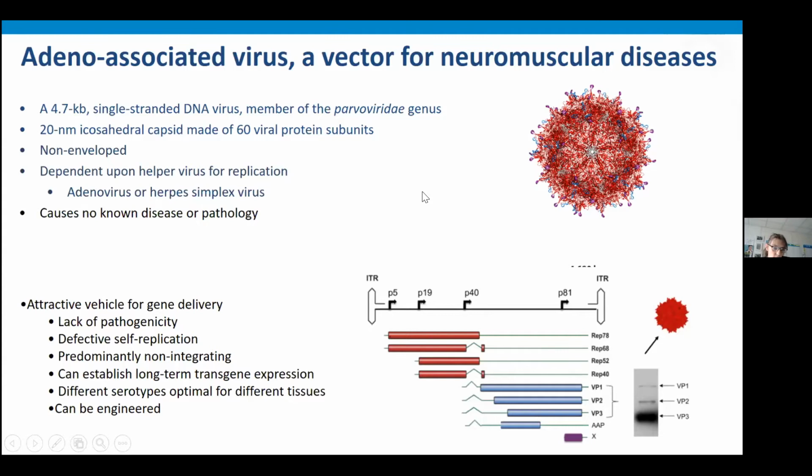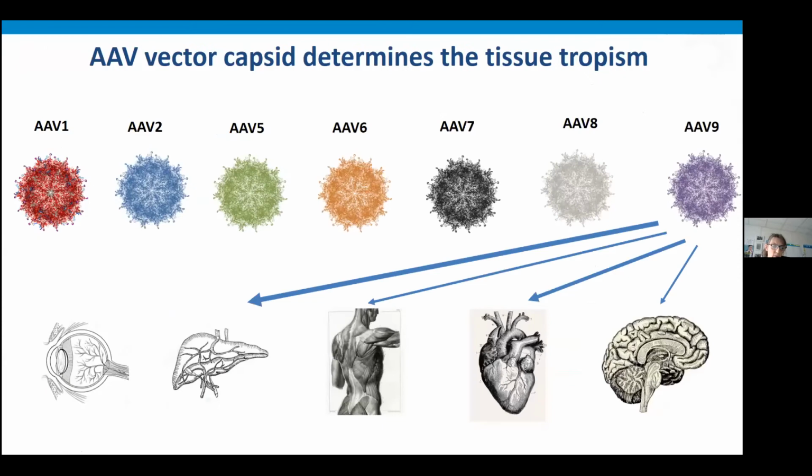So first, the tropism of the vector, which is defined by the capsid. So you have the protein shell. You have different serotypes, so different forms of this AAV that I have indicated here. So these are the most frequently used AAVs in the gene therapy field. But there are a lot of additional AAVs that have been identified. And also something very interesting is that you can engineer the capsid to modify the tropism, so to modify where the virus will go in the body.